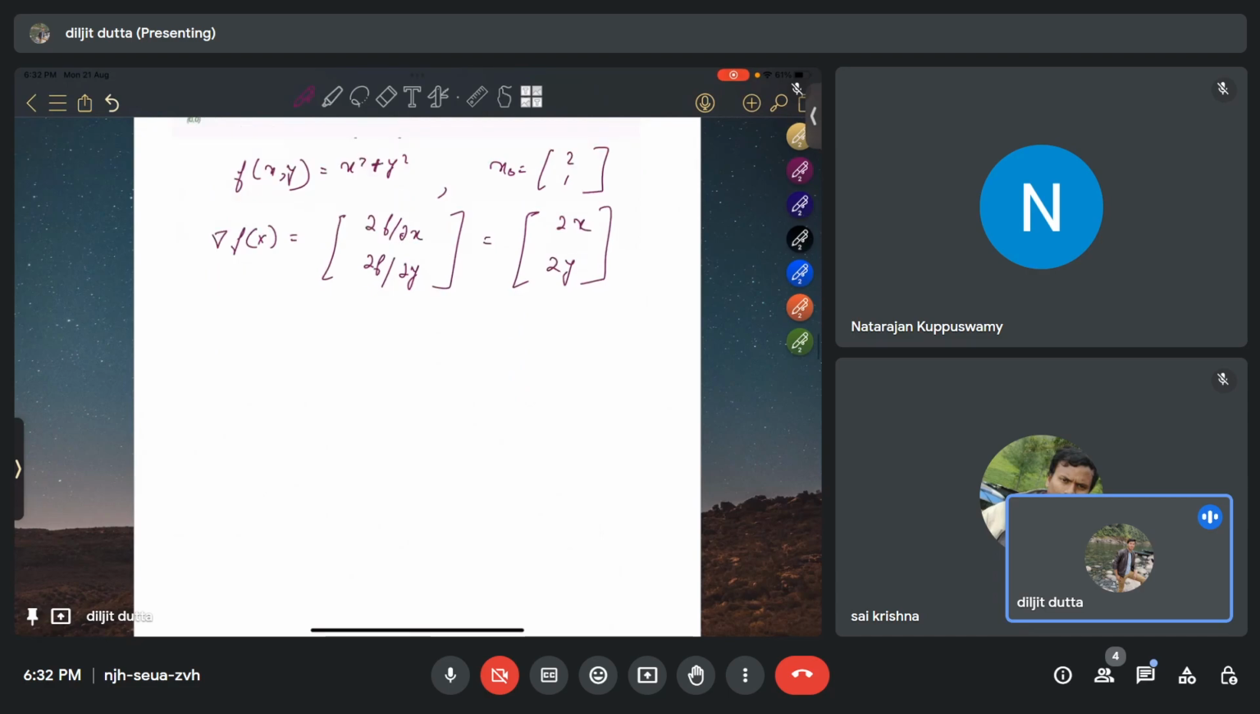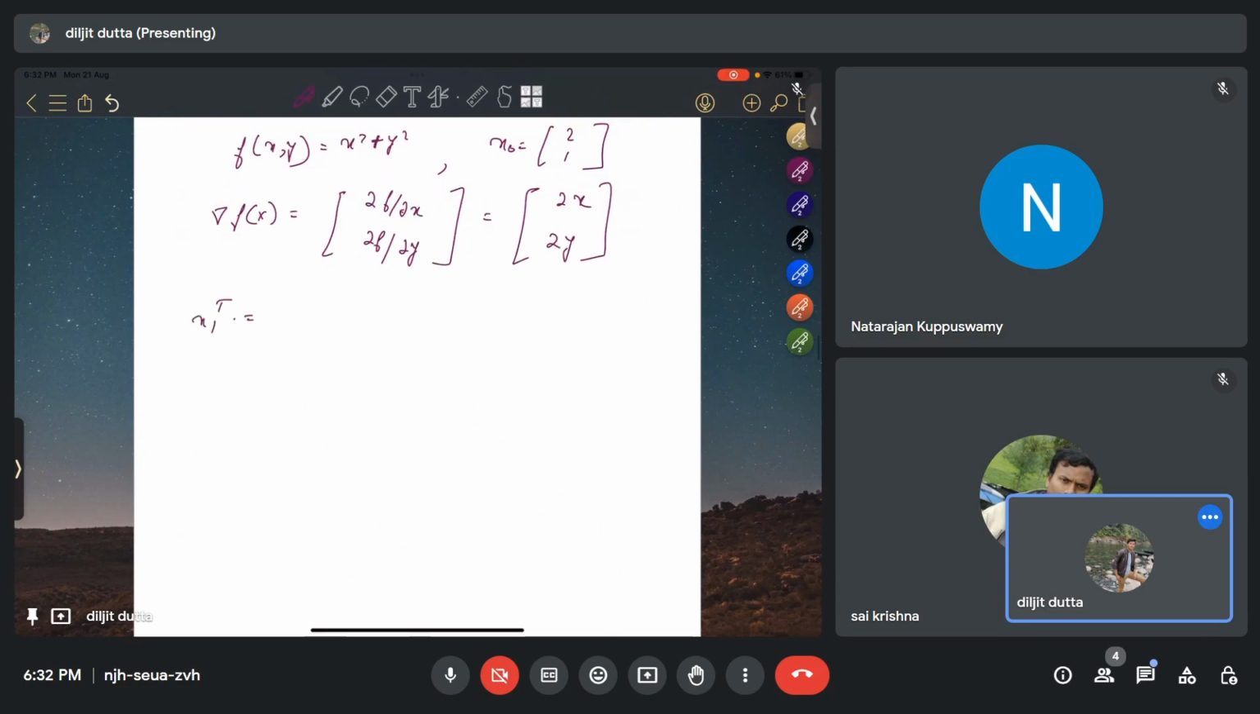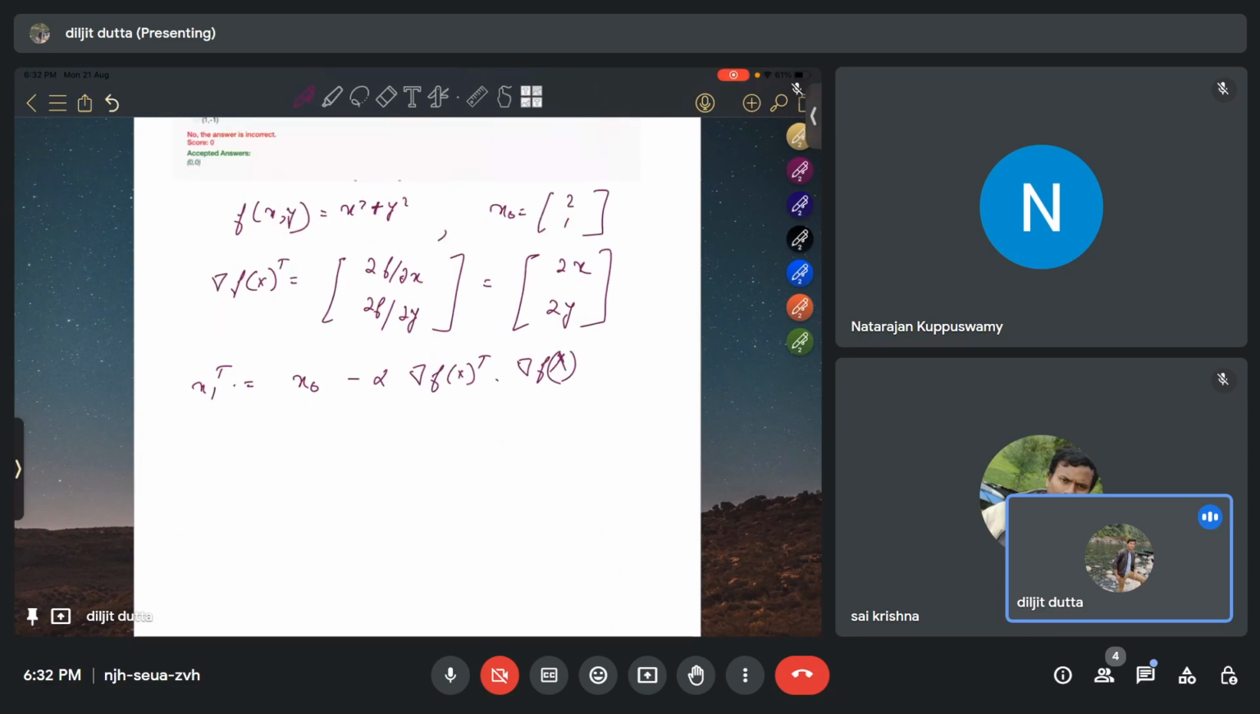Okay. So let us see now x1 is equal to x naught minus alpha whole transpose into del of f of x transpose. Okay, if you write in a column form, the column form will be the transpose form, and the row form will be the normal form. This is x naught transpose. So x naught transpose is how much? 2 comma 1 minus alpha into 2x comma 2y.